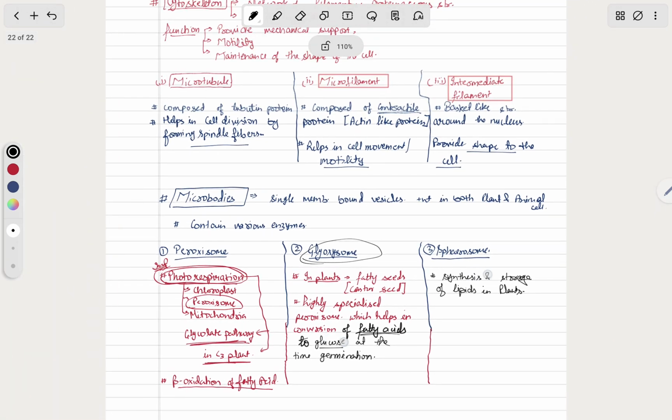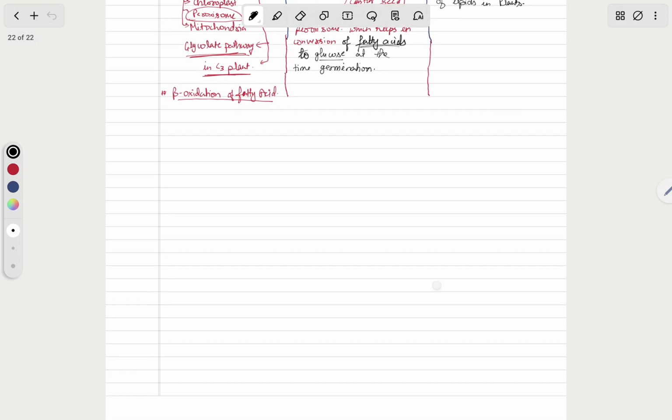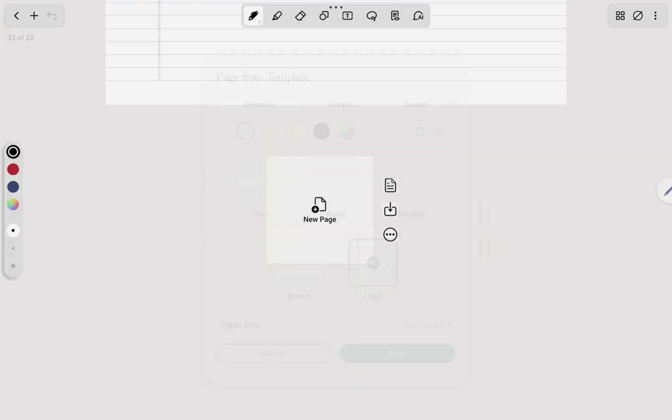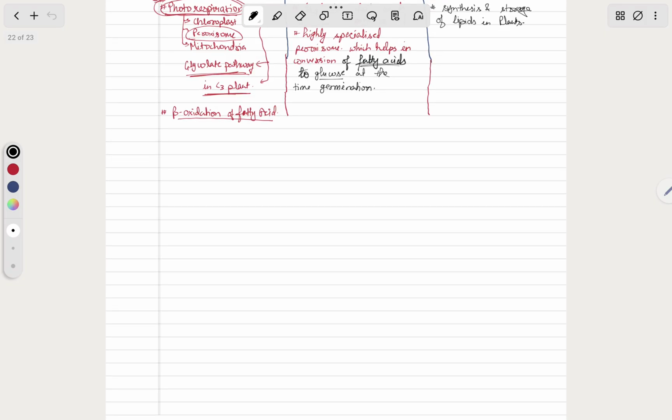Now, which components are left in this chapter? One is the structure of cilia, flagella, and centrosome, which we'll be doing in the next lecture. So first we'll discuss cilia and flagella, and the next component will be centrosome. We'll discuss these components in the next lecture, and along with that we'll also discuss the structure of the nucleus.